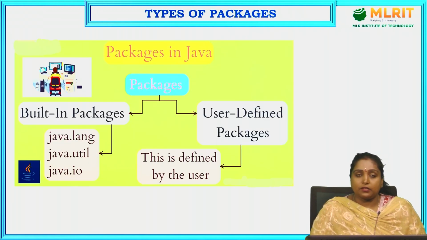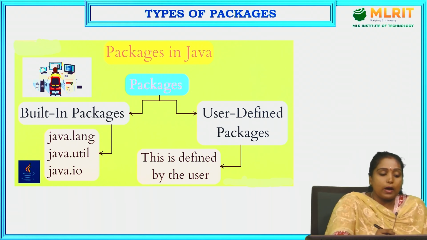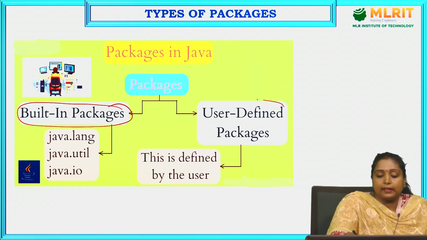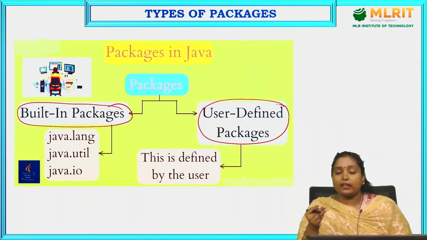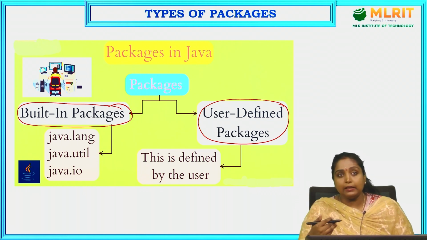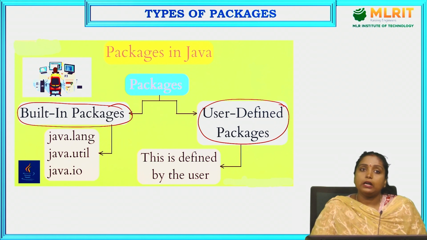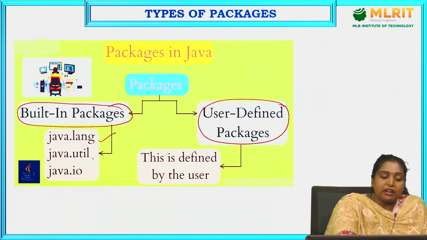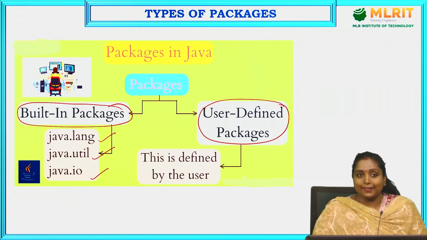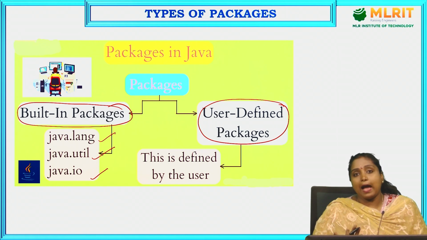Coming to types of packages. You have two types of packages. One is built-in package. Second one is user-defined packages. Built-in packages are the packages which are defined inbuilt by Java itself. All the commonly used methods are already defined in the Java packages, so we use them ready-made. The built-in packages you can have are java.lang, java.util, java.io, java.swing, java.sql. These all are packages, and you can access them ready-made.